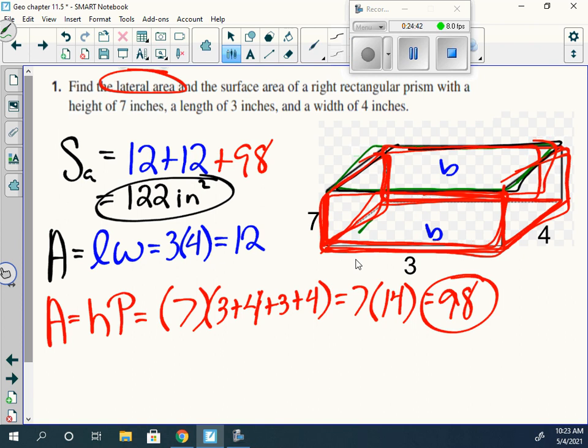So really surface area is helpful because it tells us pretty much how much material we are using for this here. Does that kind of make sense? Any other questions on this here?